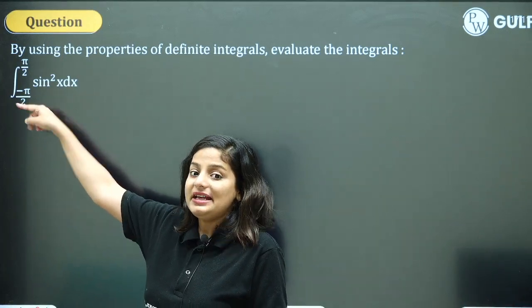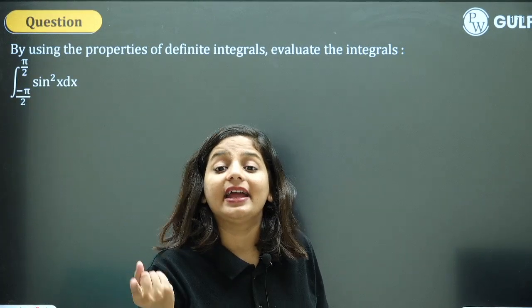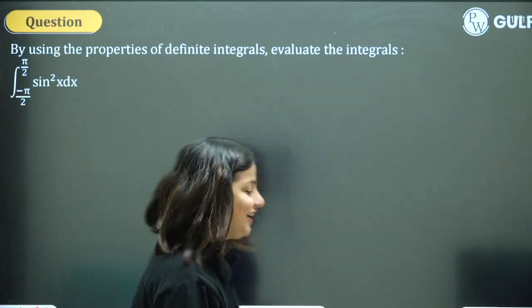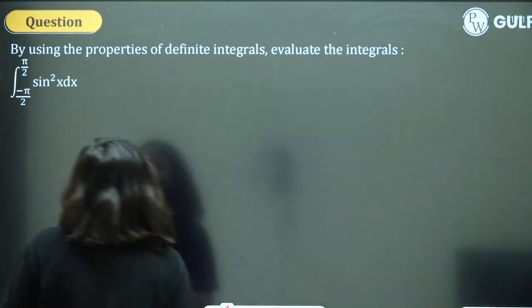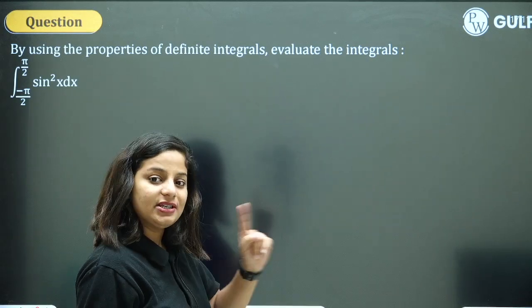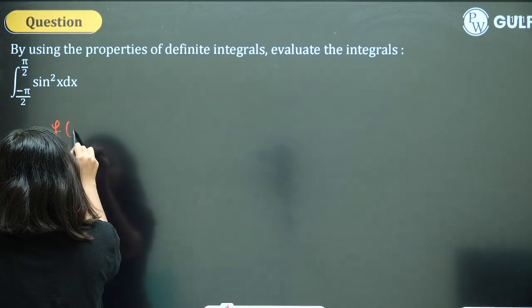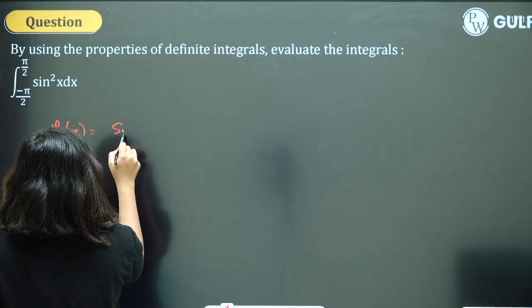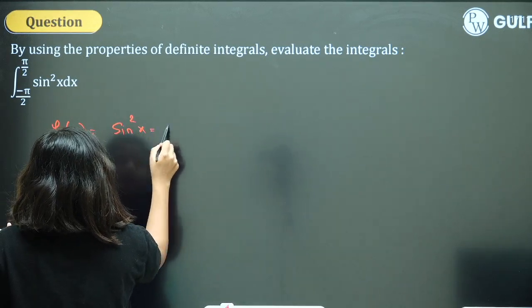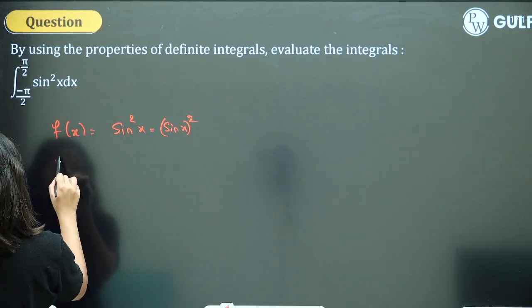Sin square, minus pi by 2 to plus pi by 2, minus a to plus a. Even odd function. Very good. We are going to try the seventh property, which says it will be twice if it's an even function and 0 if it's an odd function. Let's figure out if sin square x is an even function or odd function. Sin square x is sin x the whole square. That's your f of x.